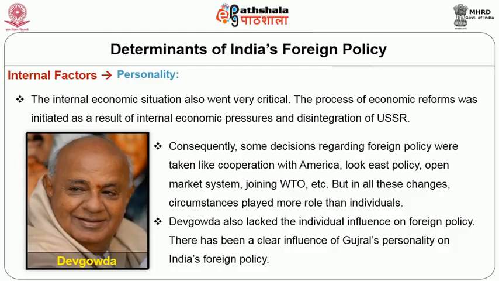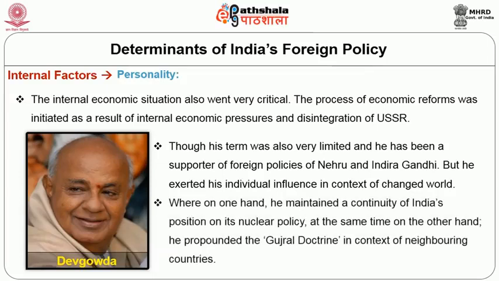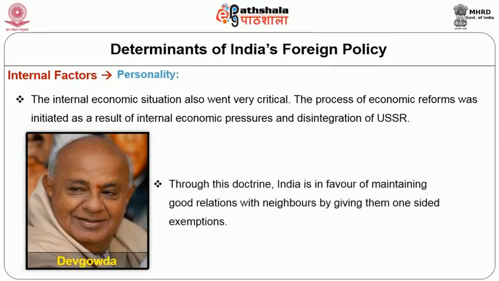There has been a clear influence of Gujral's personality on India's foreign policy. Though his term was also very limited and he was a supporter of the foreign policies of Nehru and Indira Gandhi, he exerted his individual influence in the context of a changed world. On one hand he maintained continuity of India's position on its nuclear policy, and on the other hand he propounded the Gujral doctrine in the context of neighboring countries. Through this doctrine, India is in favor of maintaining good relations with neighbors by giving them one-sided exemptions.